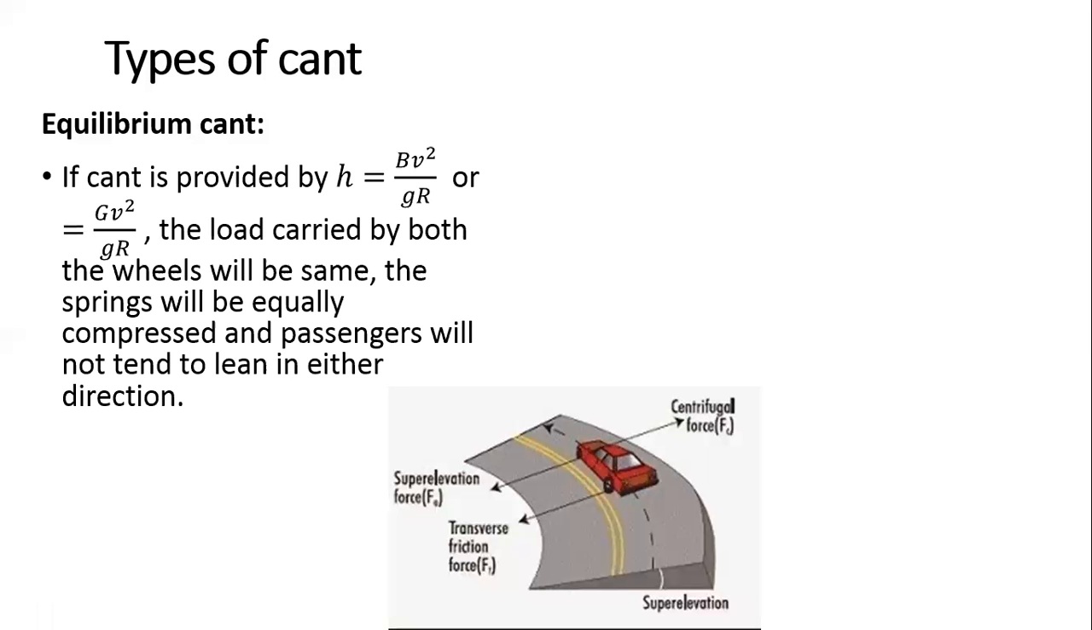Now, what are the types of cant or super elevation? So basically there are two types. One is called equilibrium cant and the second one is called deficient cant. Now what is the meaning of equilibrium?